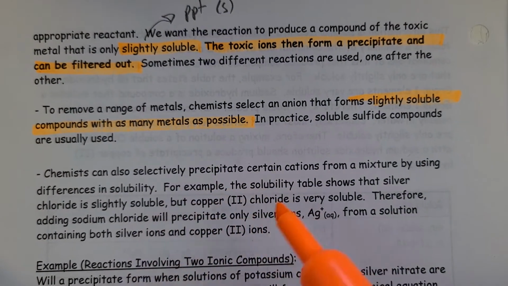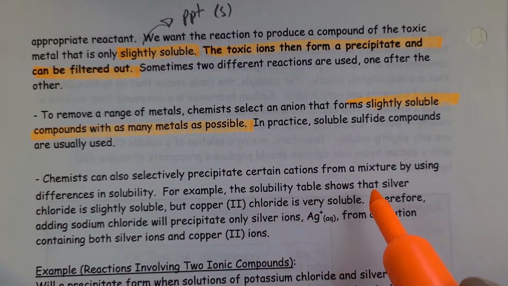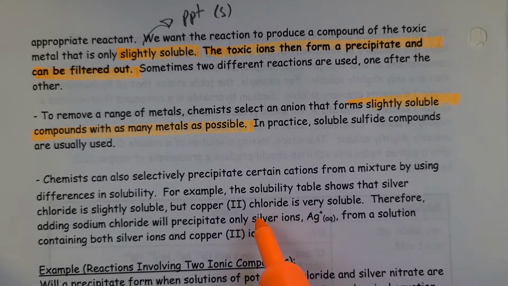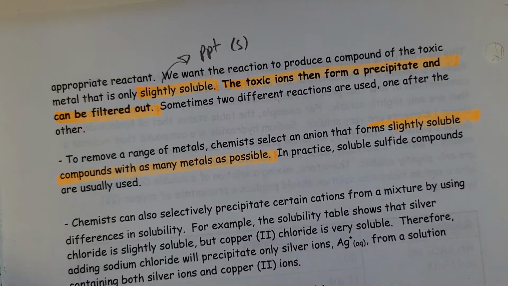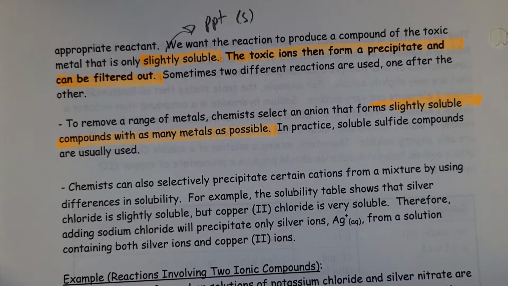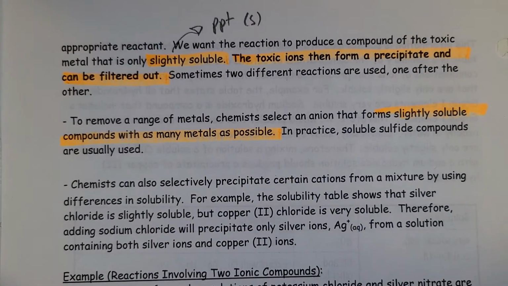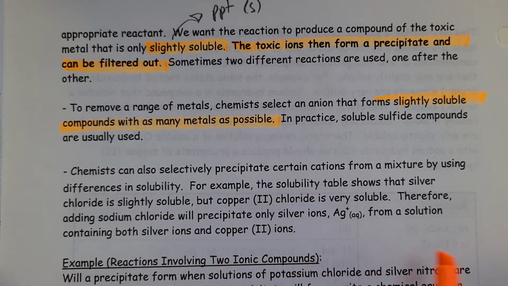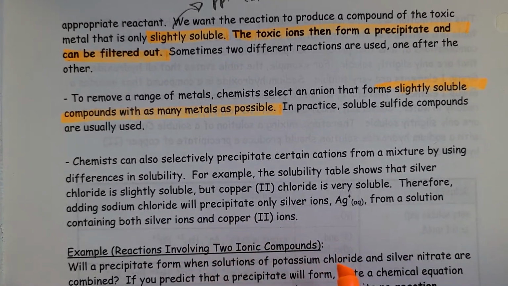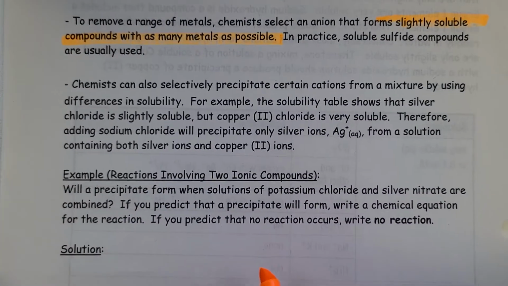Chemists can also selectively precipitate certain cations from a mixture by using different solubilities. For example, the solubility table shows that silver chloride is slightly soluble, but copper 2 chloride is very soluble. Therefore, adding sodium chloride will precipitate silver ions from a solution containing both silver and copper 2. So we'll look at an example here.